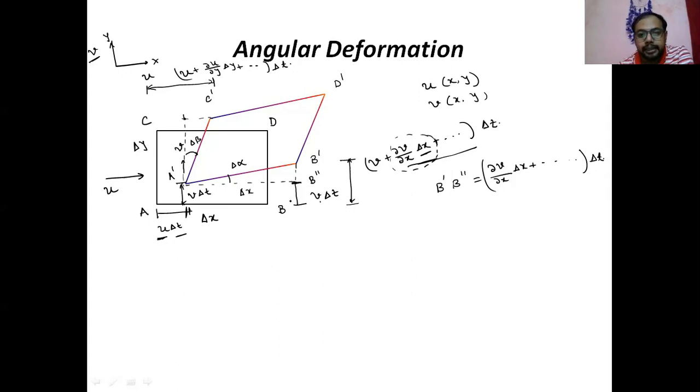So v varies along the x-axis. If you go along the x-axis, the v variation is there. If you go along the y-axis, the u variation is there. So u is varying with y, v is varying with x. Same way for C double dash also. So C dash, C double dash will give you del u del y dy plus dot dot dot.